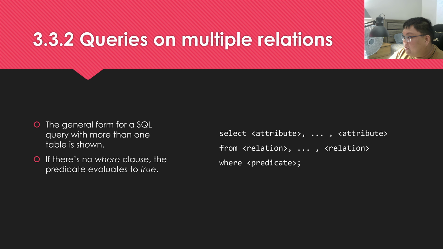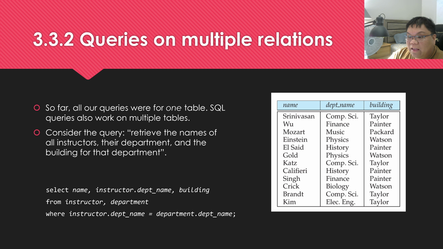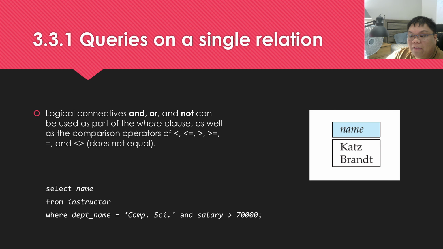So the more general form of a SQL query is as follows. Select one or more attributes from one or more relations where it satisfies a predicate that might contain logical connectives of and, or, not, less than or equal, greater than or equal, equals, and does not equal.